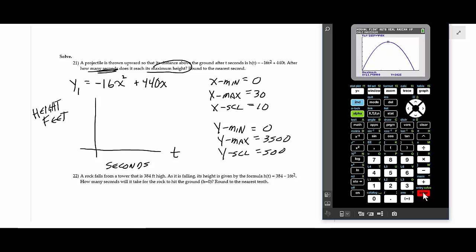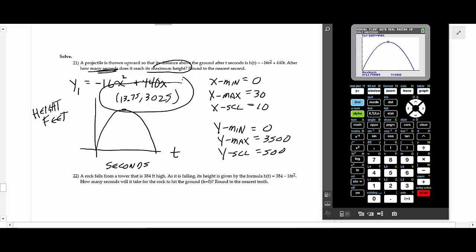So what I'm getting on that is basically a parabola that's kind of going through this. Now this is not a good graph, but just as a sketch, that would be about 13.75, 3,025. Okay, so what is the number of seconds it takes for it to reach the maximum height? What did I find? 13.75, right. This right here is seconds, so your answer to the problem would be 13.75 seconds for it to reach the maximum height, okay?